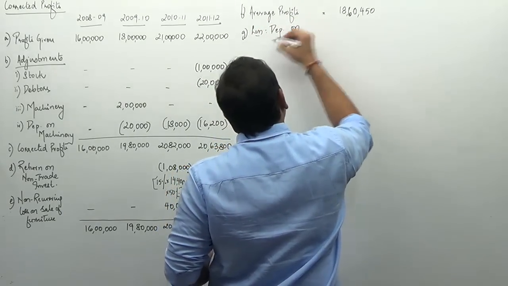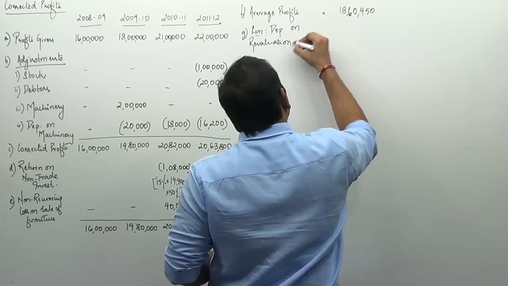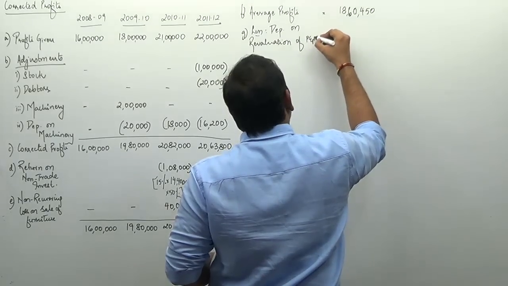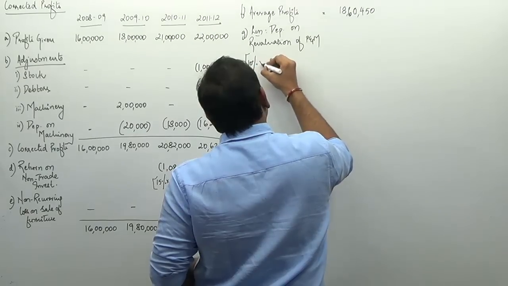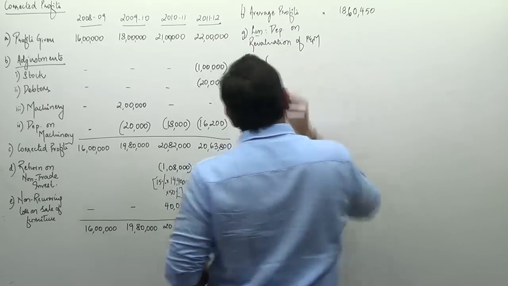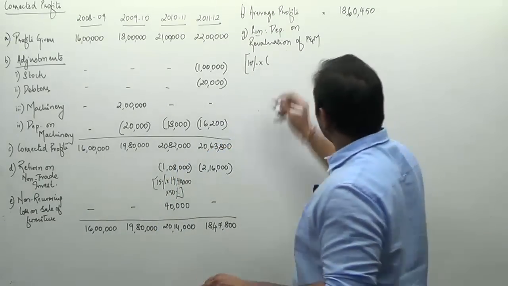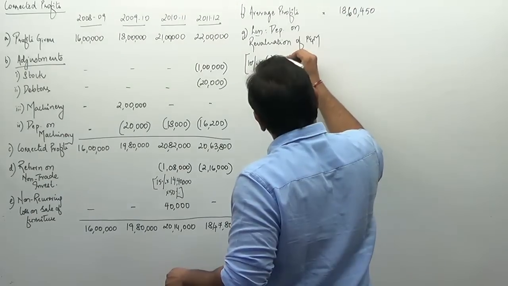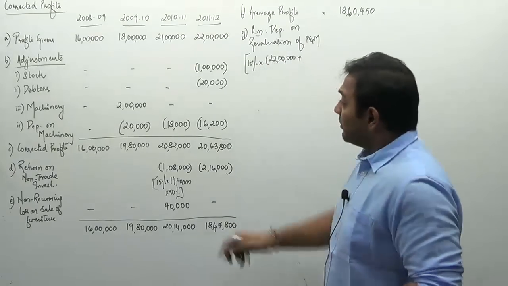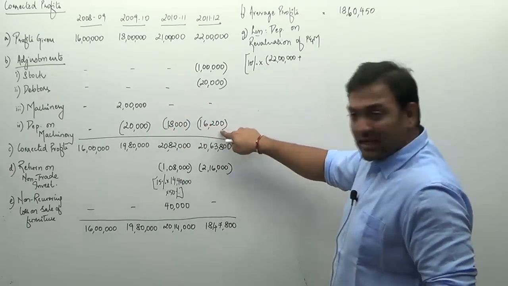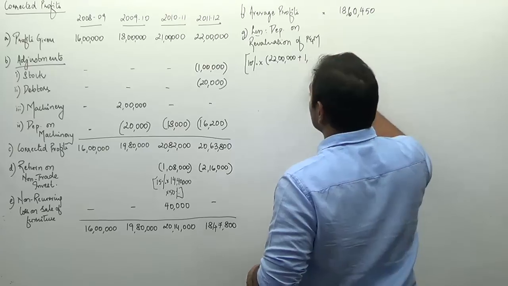Depreciation on revaluation of plant and machinery. How much depreciation? 10% of what was the book value of plant and machinery? 22 lakhs plus already existing 22 plus check 2 lakhs machinery depreciated by these values. So the balance amount which will be left out is 1 lakh.